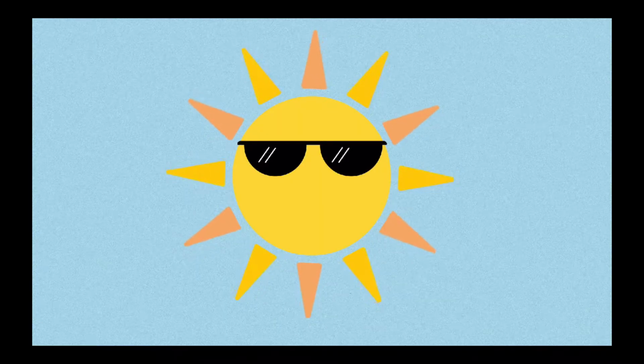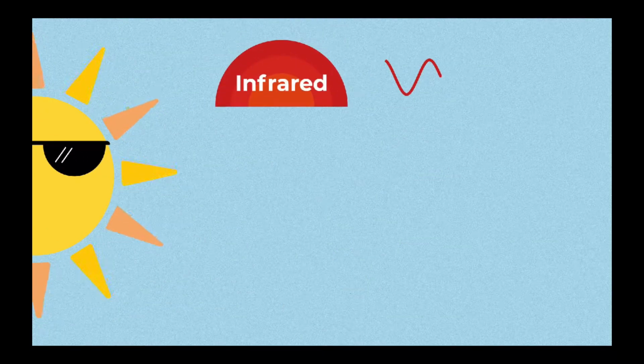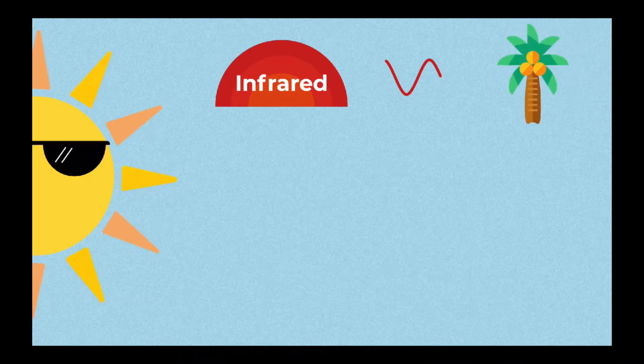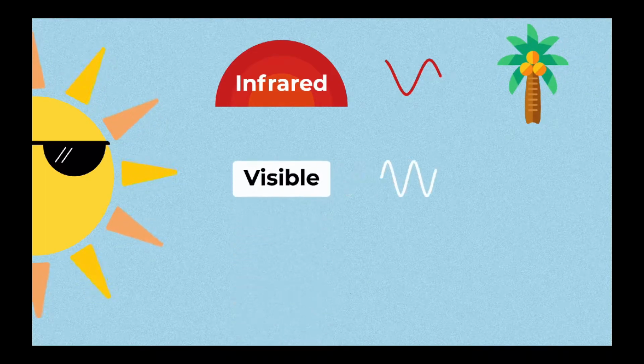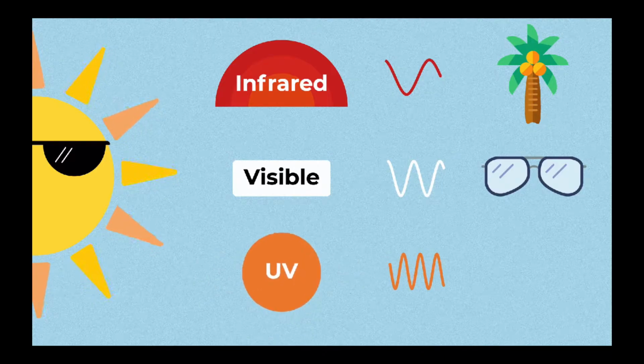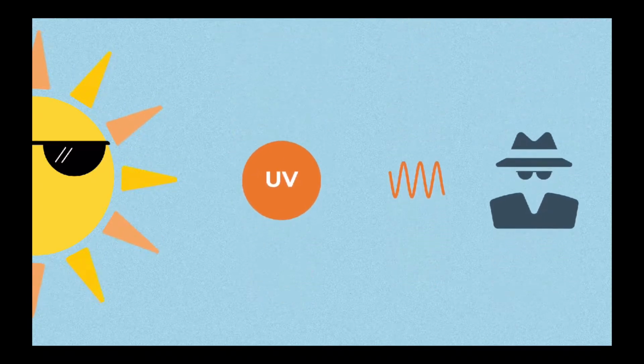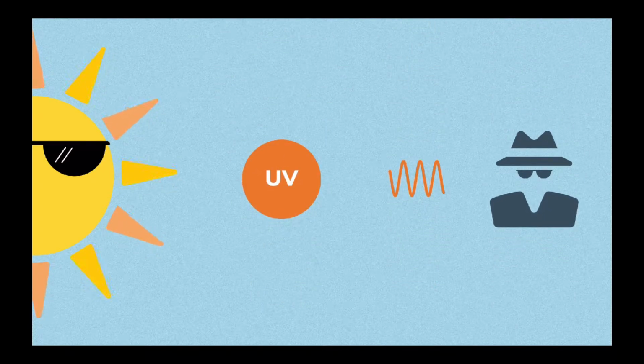When sunlight reaches the Earth's surface, it is made up of 3 main types of radiation. Infrared radiation is what gives sunlight its warmth. Visible light helps us see. And then there's UV light, a type of radiation that we can't feel or see. When it comes to the damaging effects of sunlight, UV is a major culprit.